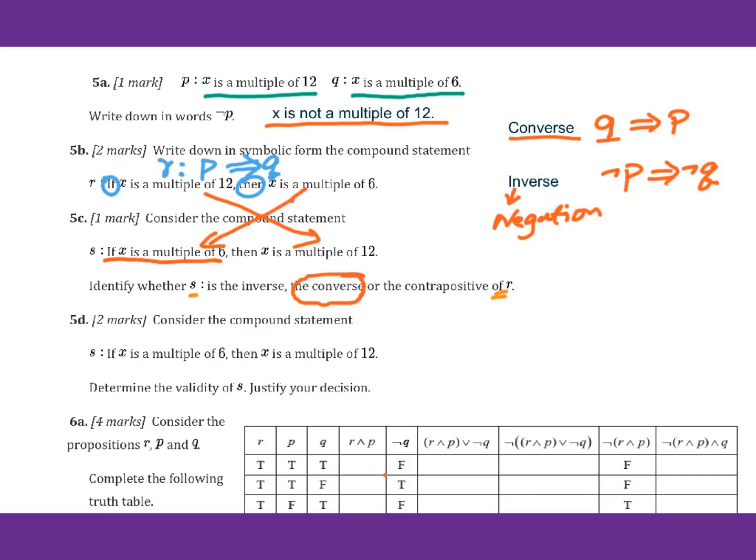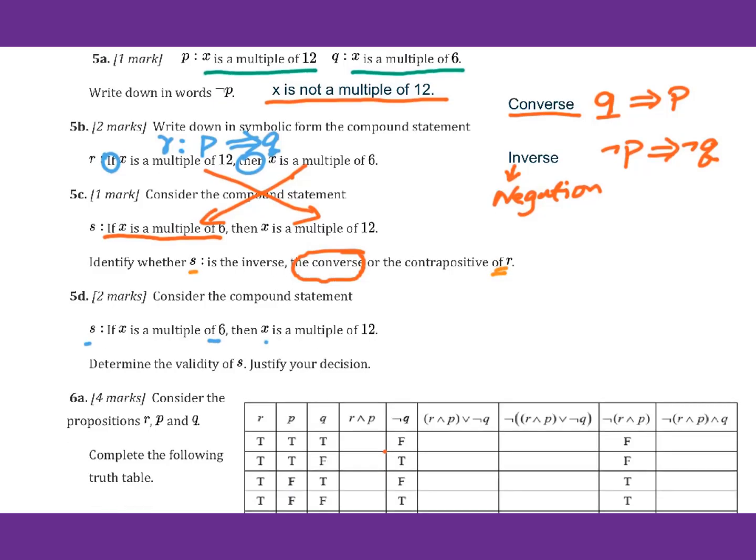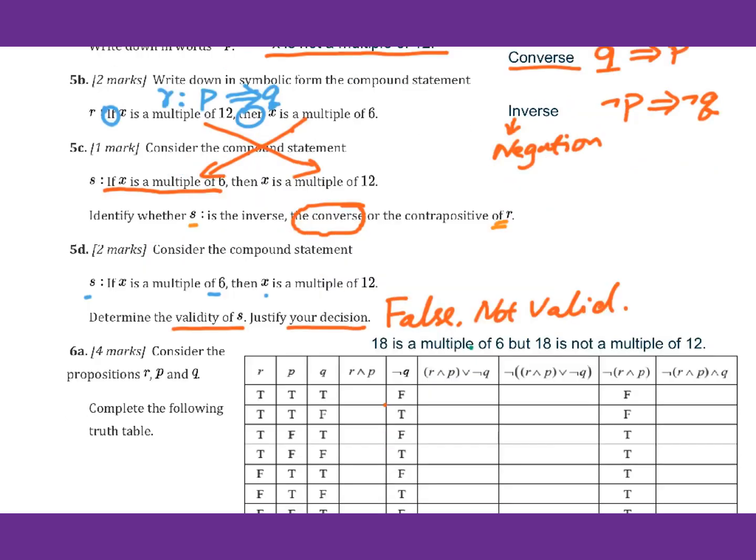5D. Consider the compound statement S: if X is a multiple of 6, then X is a multiple of 12. Determine the validity of S. Justify your decision. It's false, or not valid, because 18 is a multiple of 6, but 18 is not a multiple of 12.